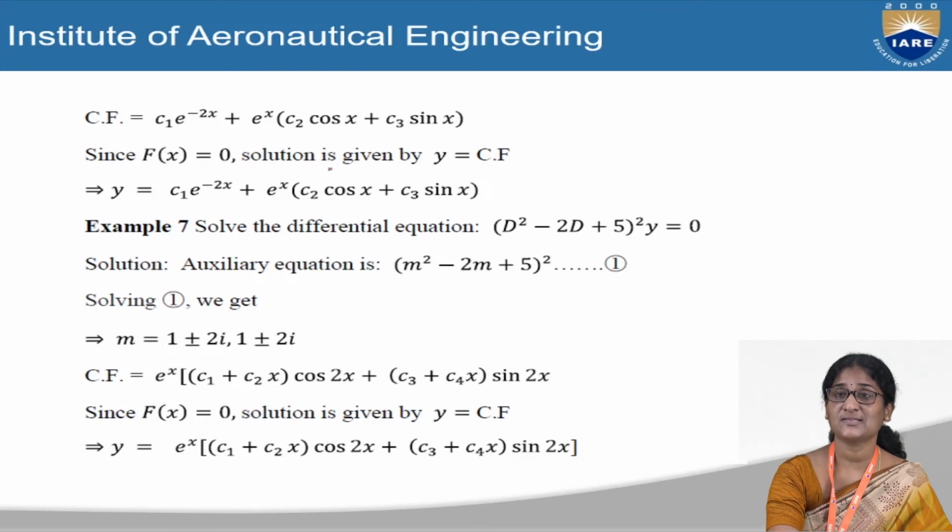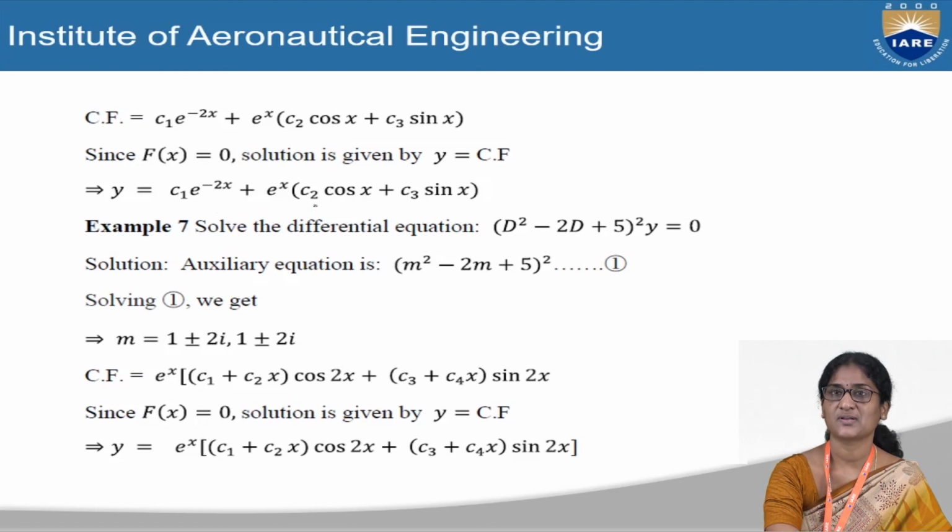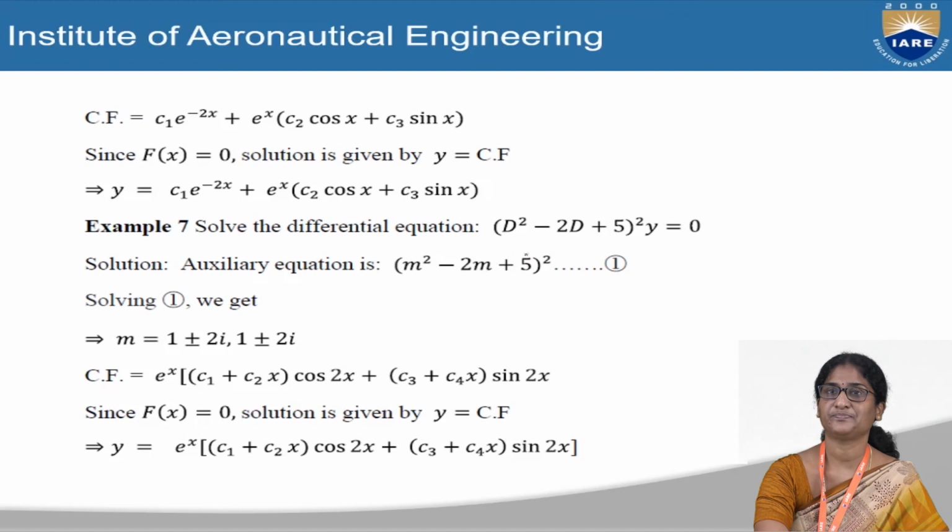The real part is 1 and the complex part is 1. So I wrote e^x (c2 cos x + c3 sin x). This is how we can give the complementary function for the combined roots, that is, real and complex roots. Now going to the next example.